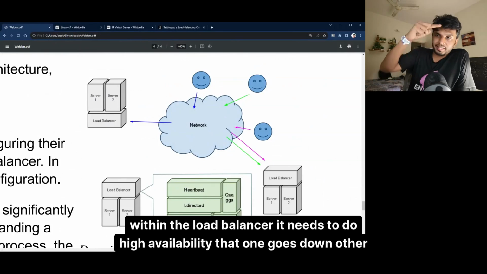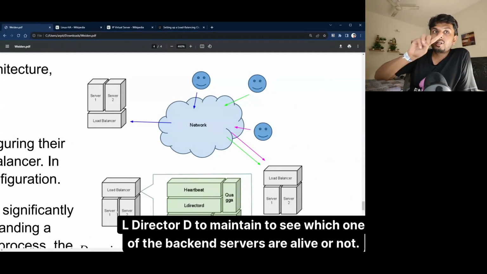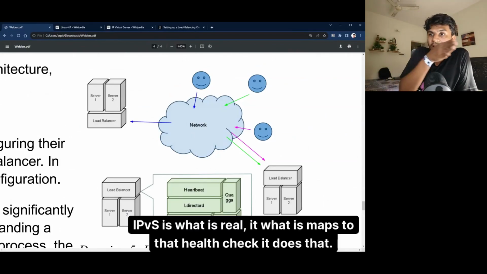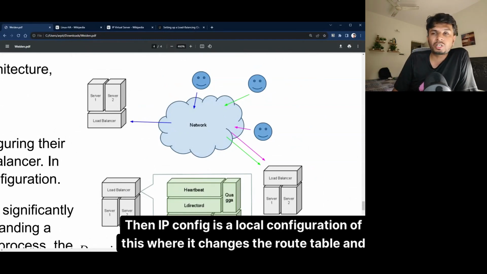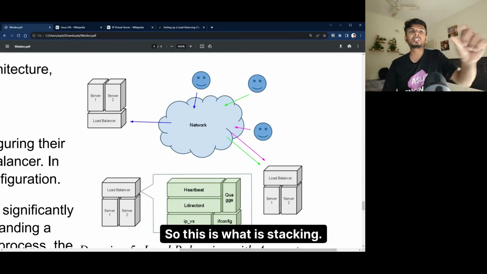Within the load balancer, it needs to do high availability: if one goes down, the other knows about it. It does that. Ldirectord maintains and checks which of the backend servers are alive or not. That's what we saw there. IPVS is what maps to that health check. Then ip config is the local configuration, where it changes the route table, advertises IP and whatnot, and Quagga is some software. So this is what their stack is.